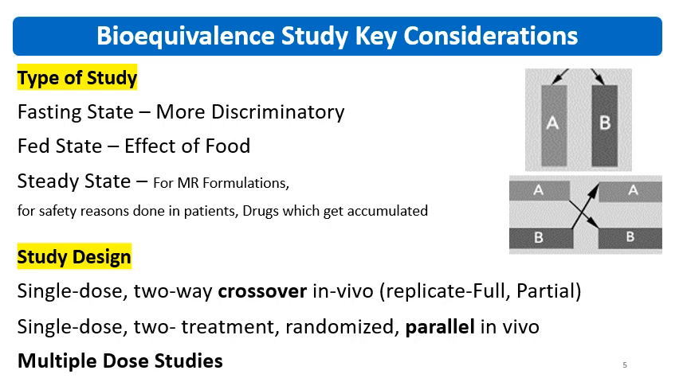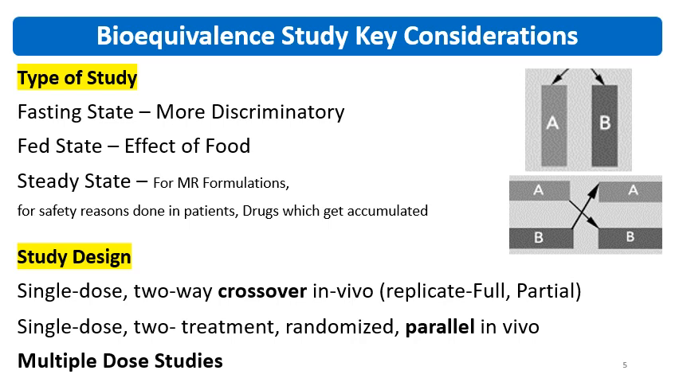Then coming to the study design. So you might have seen single dose, two-way, crossover, in vivo, or replicate, full replicate, partial replicate. You might have heard these things. So these are very simple to understand. See, single dose means the subject will take a single dose of innovator and a single dose of the test formulation. That's why it is single dose. If the study is multiple dose, then it will go to steady state or multiple dose studies.